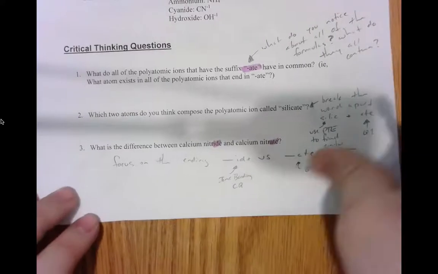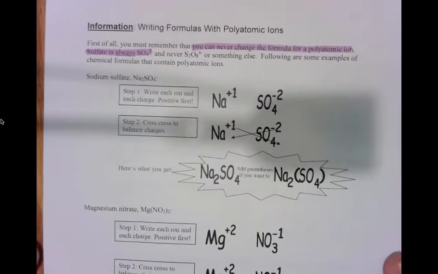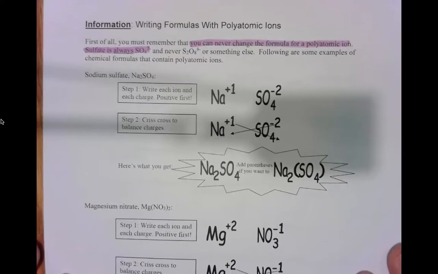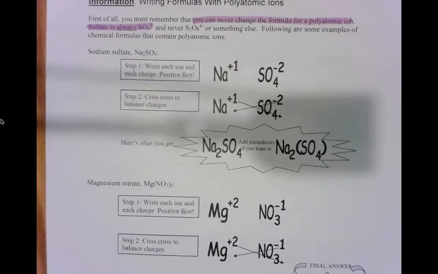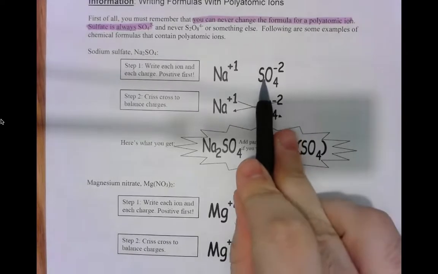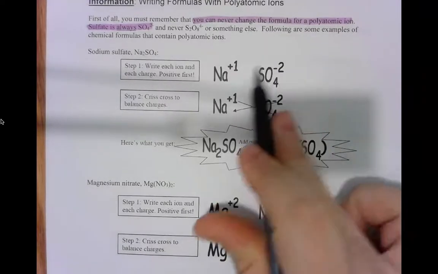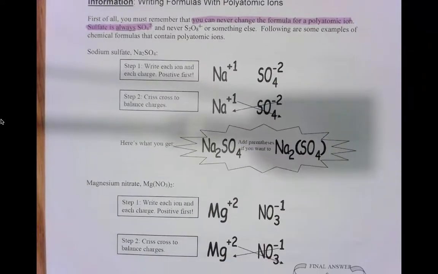Next, we can move on to the next section. So now we are going to start writing some formulas with polyatomic ions. So we are still going to use the crisscross method. Just this time when we crisscross, we're going to be using polyatomic ions. So we'll have a little bit more complex formulas when we are done.